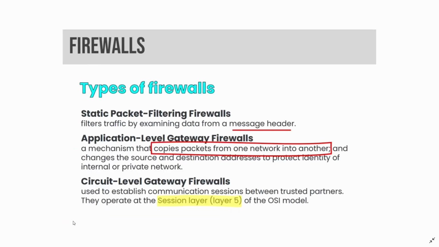So next, let's go over the types of firewalls. These include static packet filtering firewalls, application-level gateway firewalls, and circuit-level gateway firewalls. Static packet filtering firewalls filter traffic by examining data from a message header. Application-level gateway firewalls use a mechanism that copies packets from one network into another. They then change the source and destination addresses to protect the identity of internal or private networks. Circuit-level gateway firewalls are used to establish communication sessions between trusted partners. They operate at the session layer, or layer 5 of the OSI model.